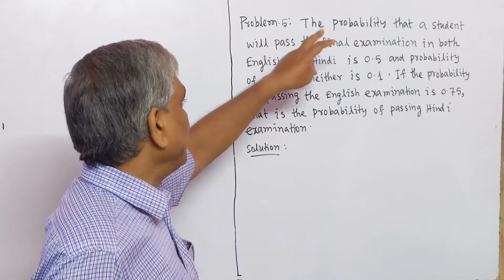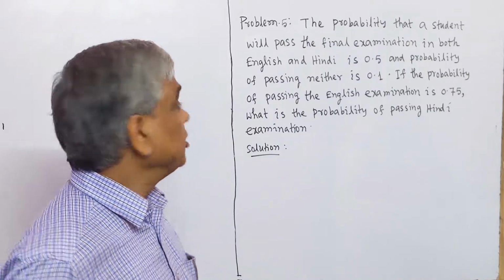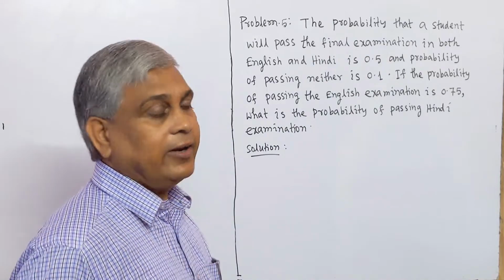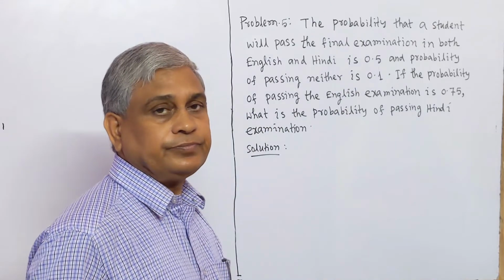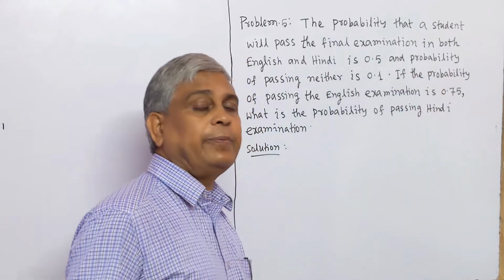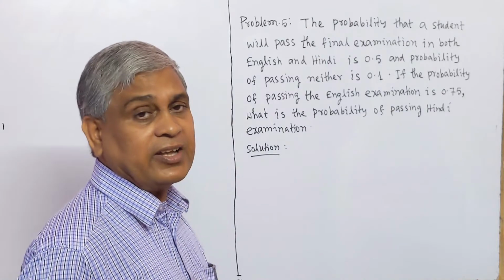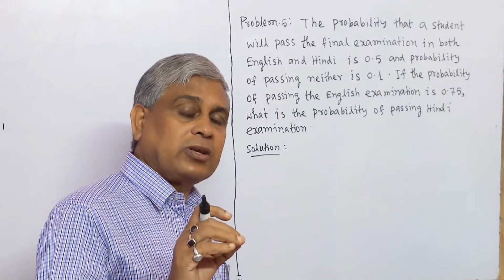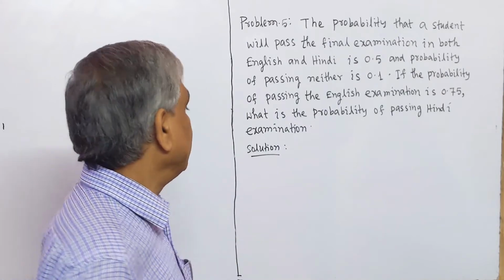The problem is: the probability that a student will pass the final examination in both English and Hindi is 0.5, and the probability of passing neither is 0.1. If the probability of passing the English examination is 0.75, what is the probability of passing the Hindi examination? Now we solve this. We denote English by symbol E and Hindi by symbol H.